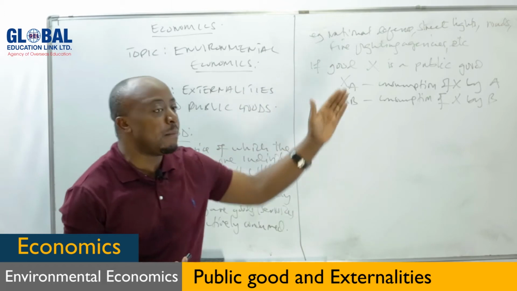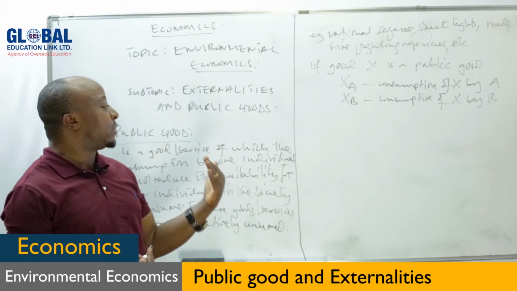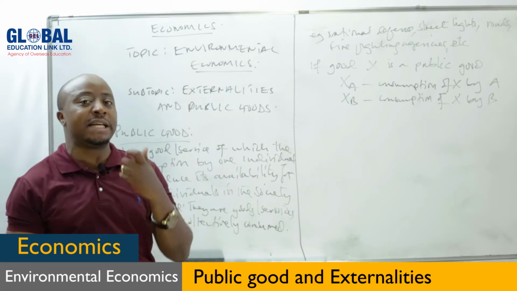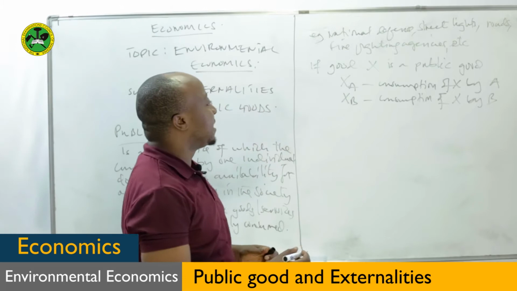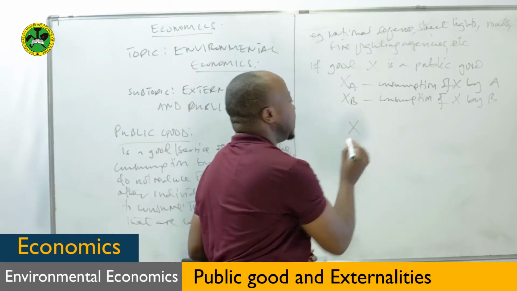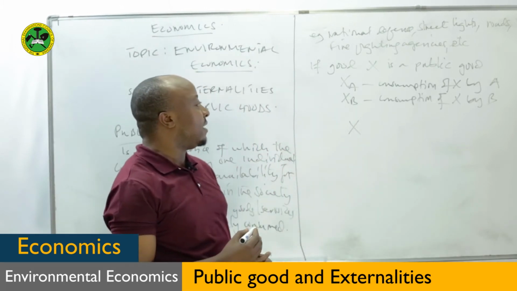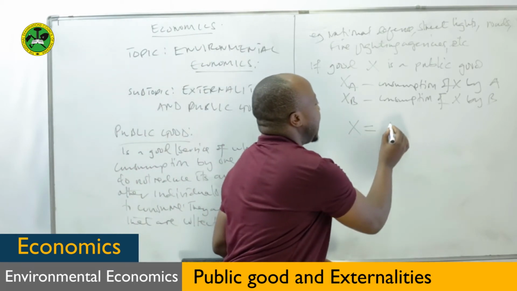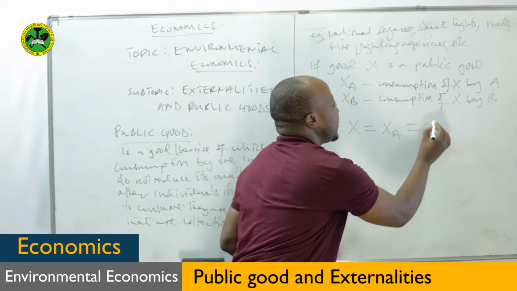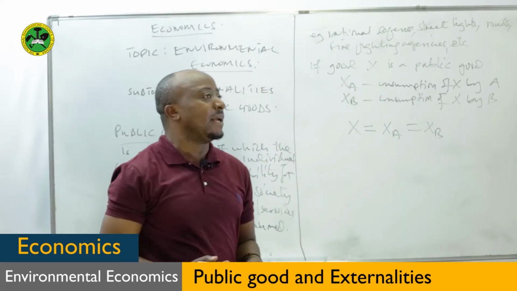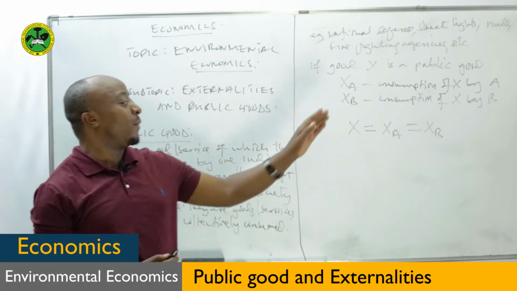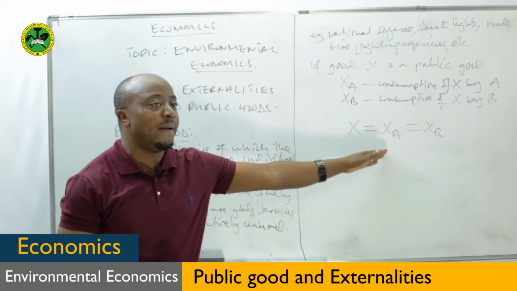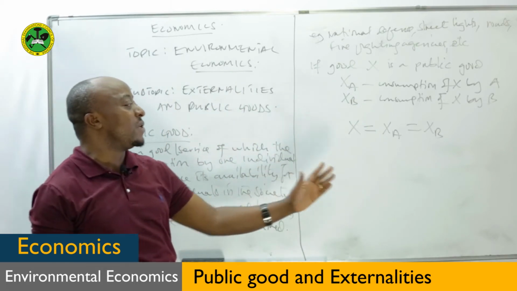Now, because X is a public good, we expect, as we said, that the consumption of that good by one person does not reduce its availability for another individual. So we expect to conclude it in this way. It means if X is a good that is consumed by these two individuals, or whatever number of individuals, then you expect X to be equivalent to XA and equivalent to XB. That is the meaning. It is indicating that when the good X is a public good, X provides the same consumption to individual A and provides the same consumption to individual B.